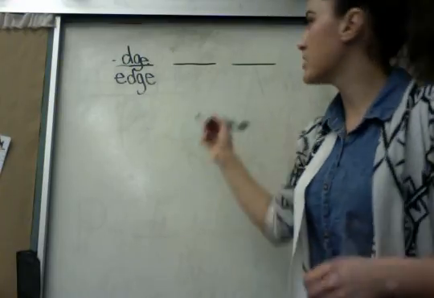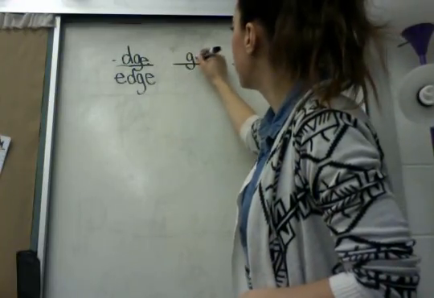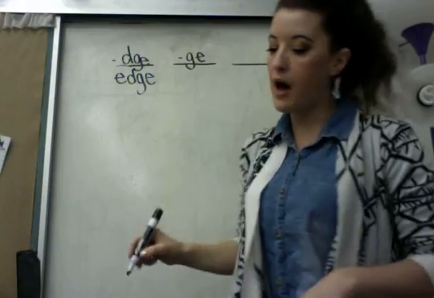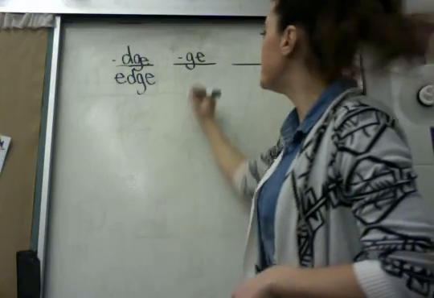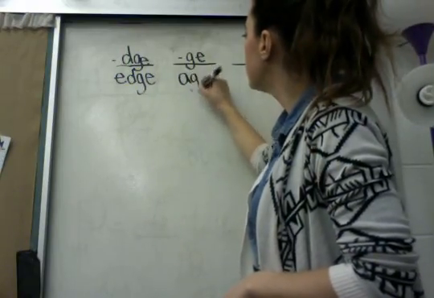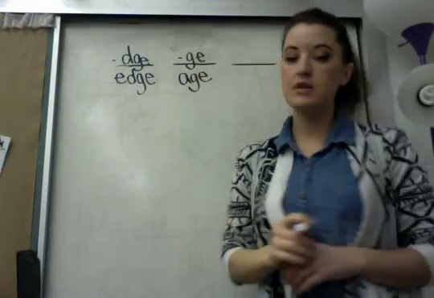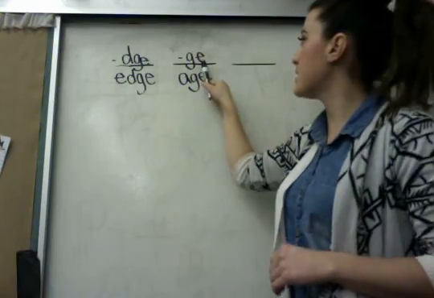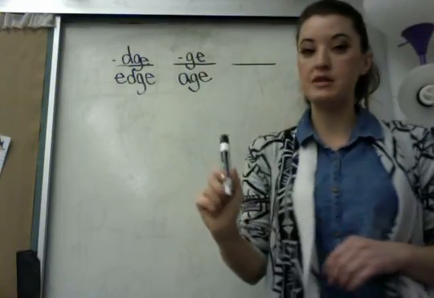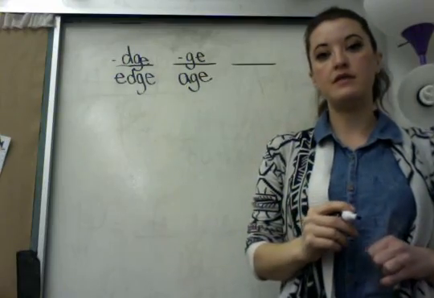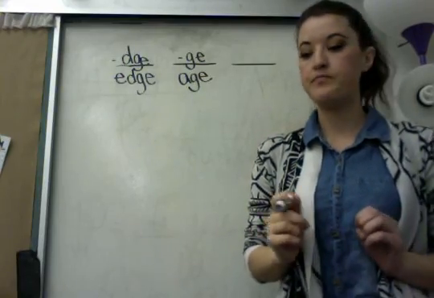Our second pattern is going to be the J sound at the end of our word as well, like in the word age. Age. So in the second pattern, that magic E at the end of our word is making our other vowel say its name, and the end of our sound is going to be J.